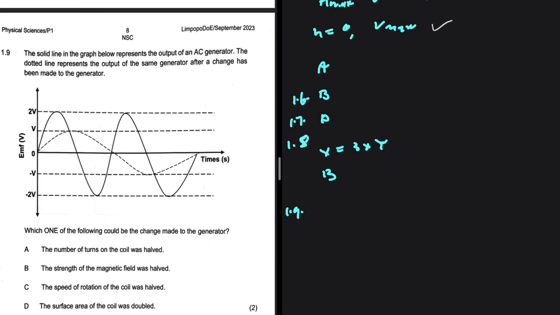The dotted line represents the output of the same generator after a change has been made to the generator. Okay, let's go ahead and do some analysis. Before the change, we have two rotations, and after the change, we only have one rotation per unit time for the same amount of time. So what has changed? Our speed of rotation has now been halved.